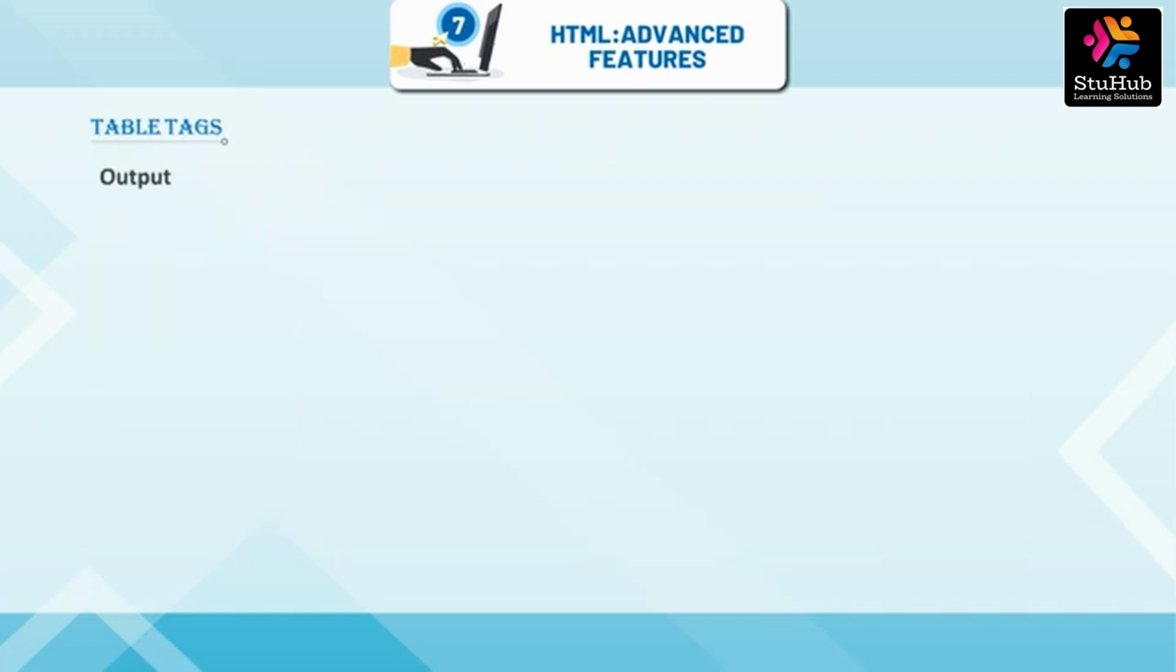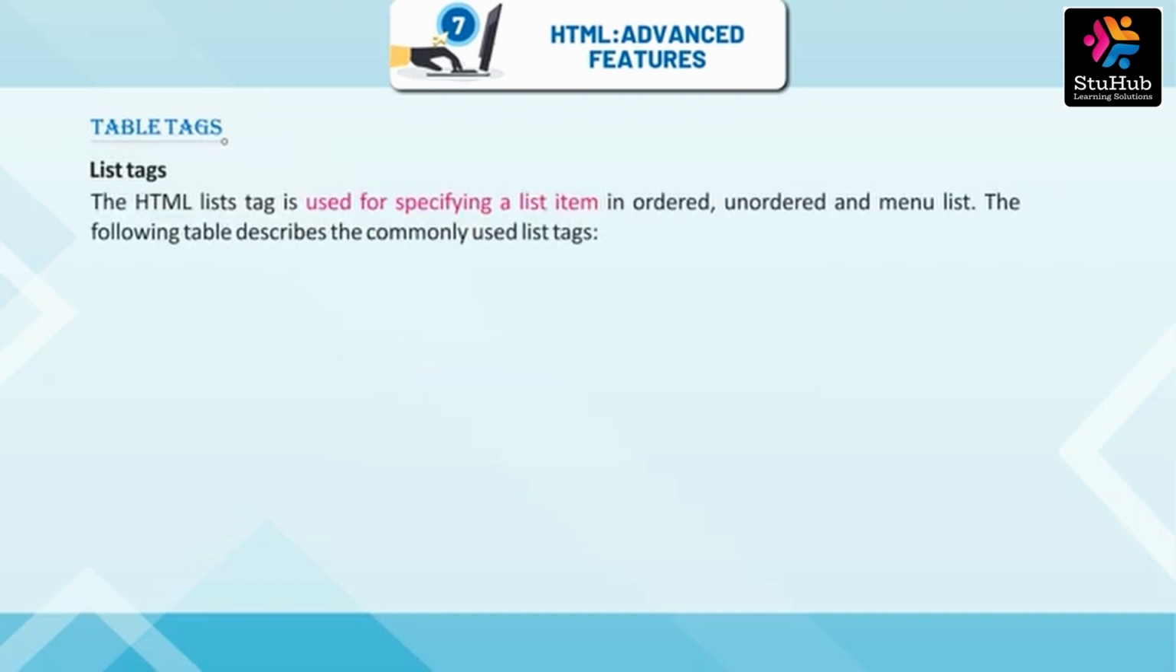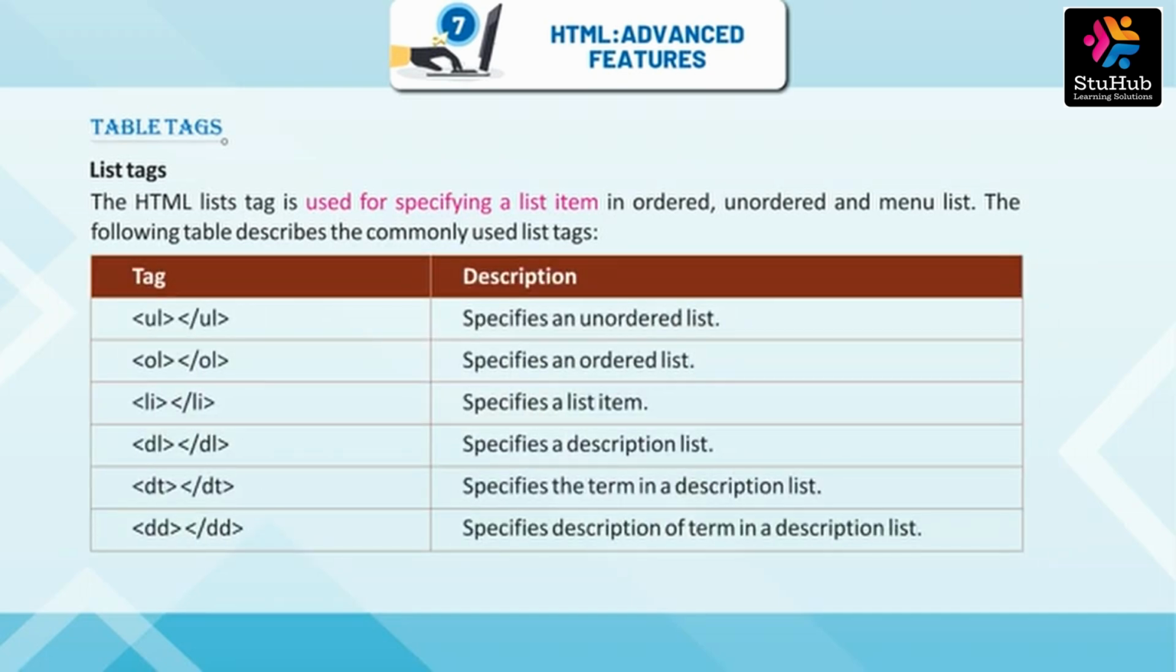Code example. Output. List tags. The HTML list tags are used for specifying a list item in ordered, unordered, and menu list. The following table describes the commonly used list tags. Tag, description. Open UL tag, close UL tag specifies an unordered list. Open OL tag, close OL tag specifies an ordered list. Open LI tag, close LI tag specifies a list item.